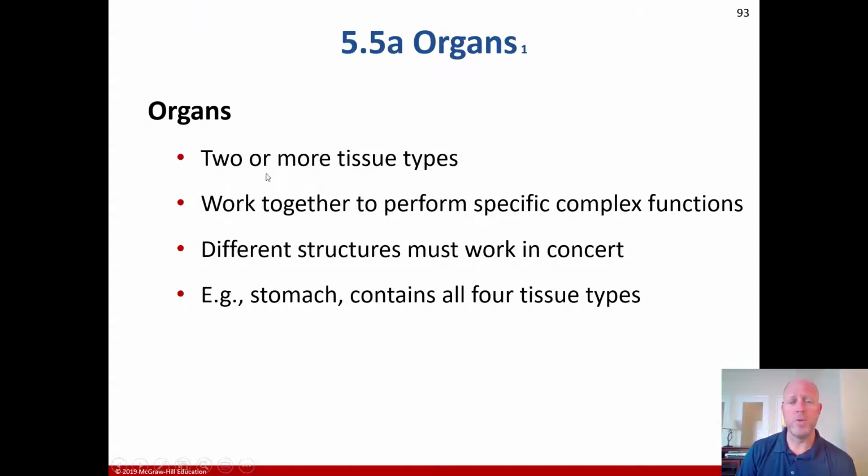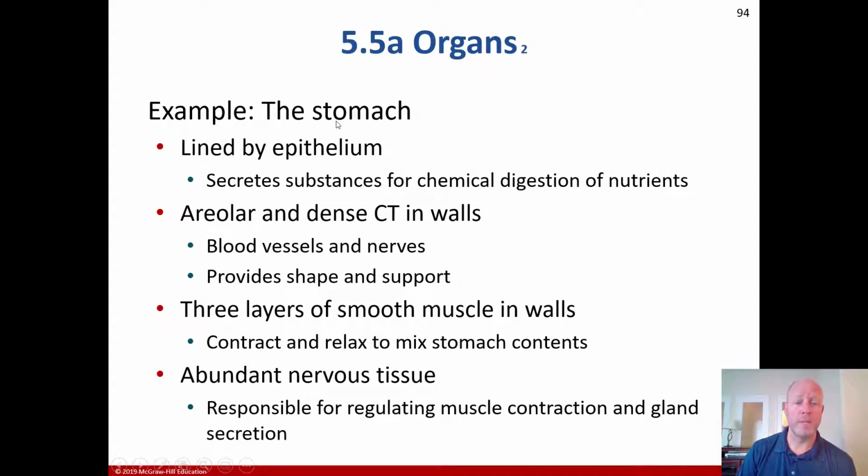So with organs, there are two or more tissue types, right? Tissues compose organs. They work together to form specific complex functions. There are different structures that must work in concert, like the stomach, which contains all four tissue types. The stomach itself is lined by epithelium. It secretes substances for chemical digestion of nutrients.